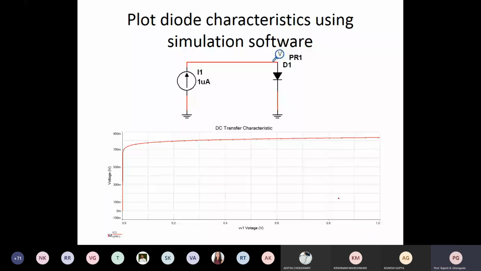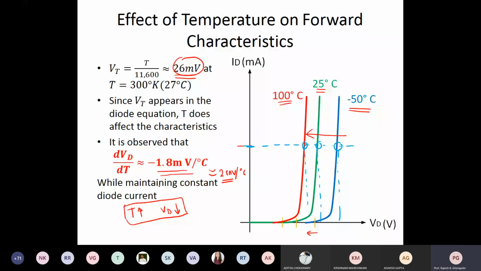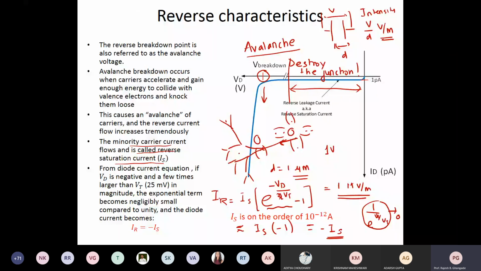Now, looking at the characteristics, how do I plot the characteristics using the simulation software? I have not specifically mentioned any software, but the screenshots are of Multisim. If you want to really plot these characteristics, you can simply connect a current source like this, and of course this is only for the purpose of plotting the characteristics. You can see the characteristic is a little bit rotated, so we will not get exactly what we saw earlier, but it doesn't matter. We are able to see the cut-in voltage.